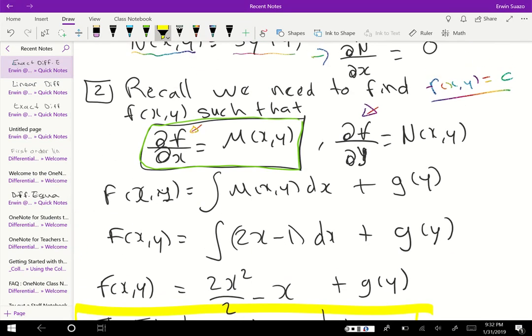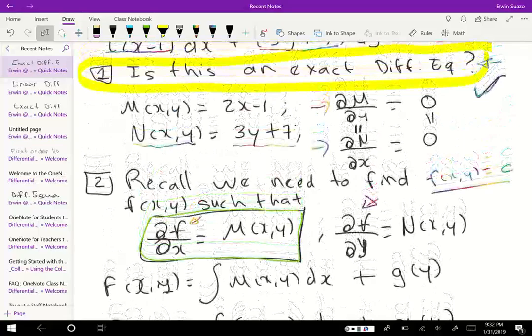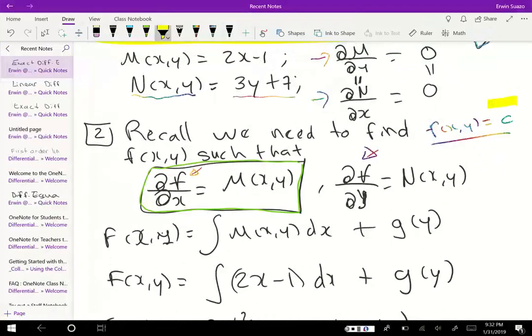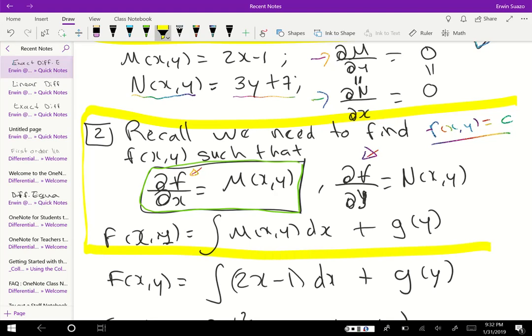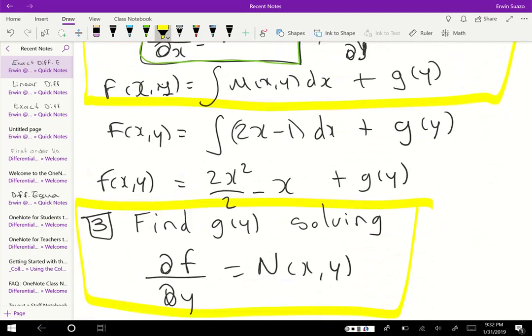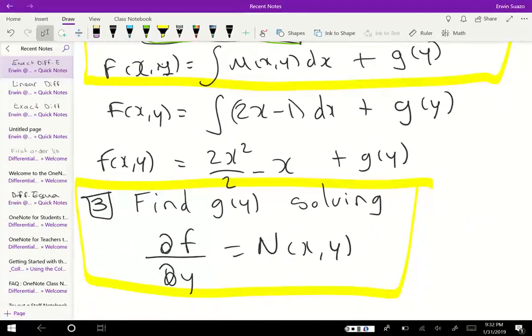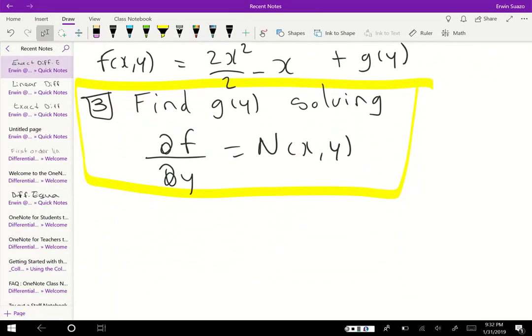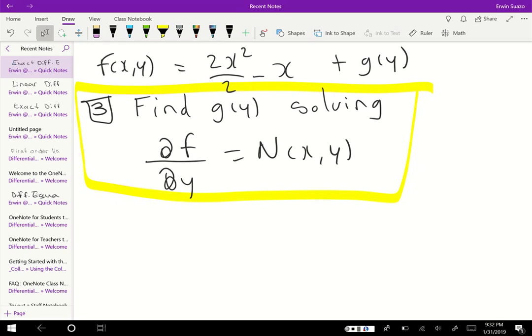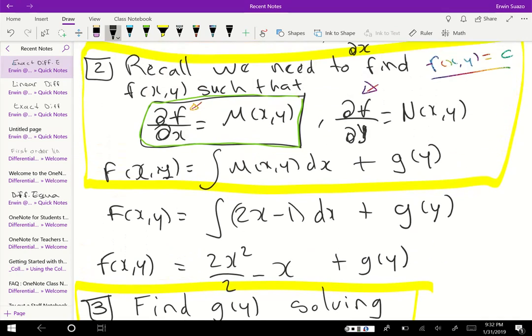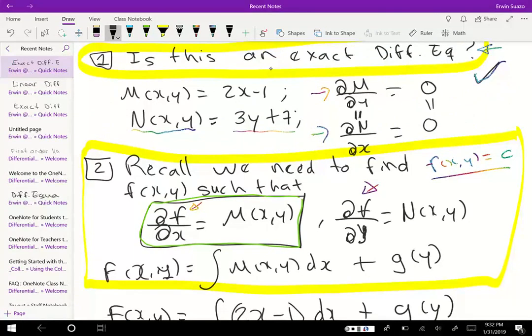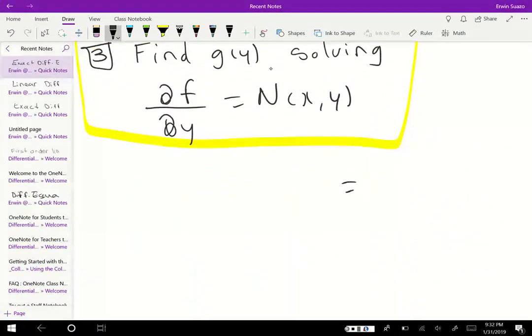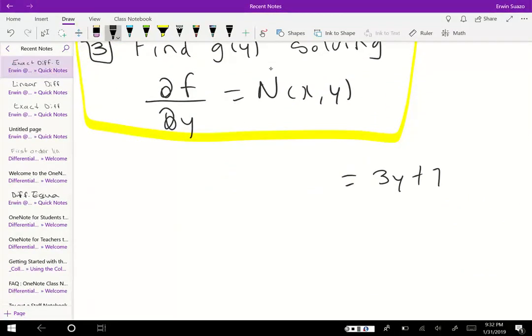So this is the first step. This is the second step. So let's put it until here. And this is my third step. So I need to find g of y solving this. So for one side, I have N of xy, I wrote it here: 3y plus 7. So this is 3y plus 7.